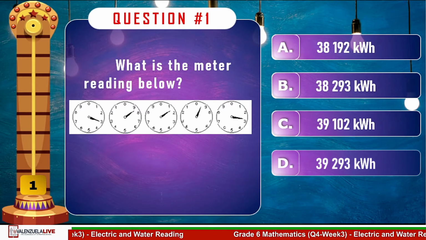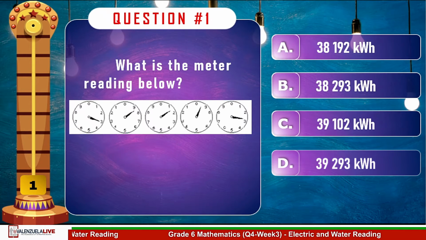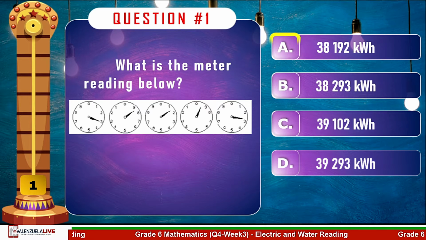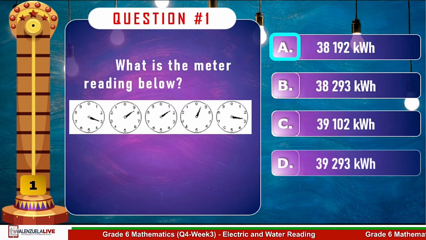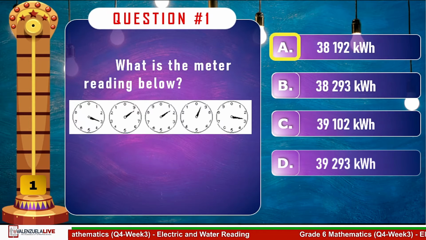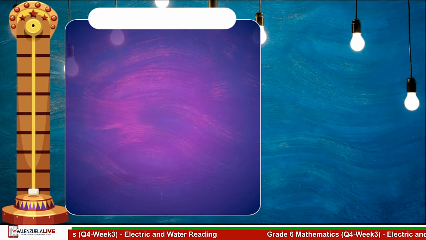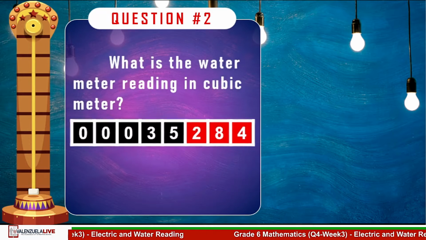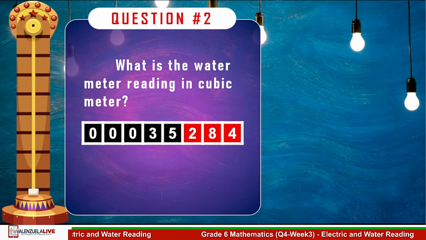Time's up. What is your answer? The correct answer is letter A, or 38,192 kilowatt hours. Next, question number 2. What is the water meter reading in cubic meters?